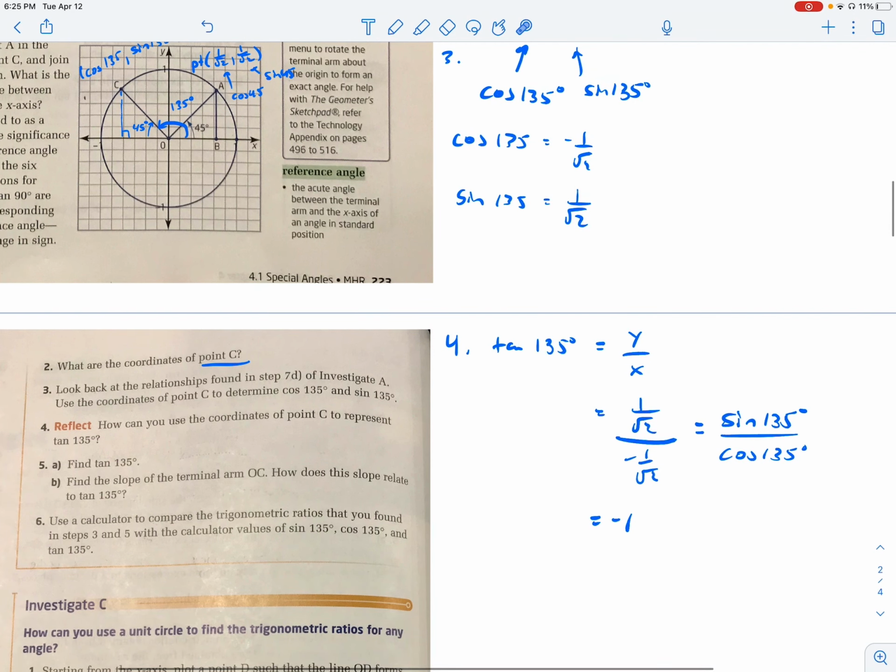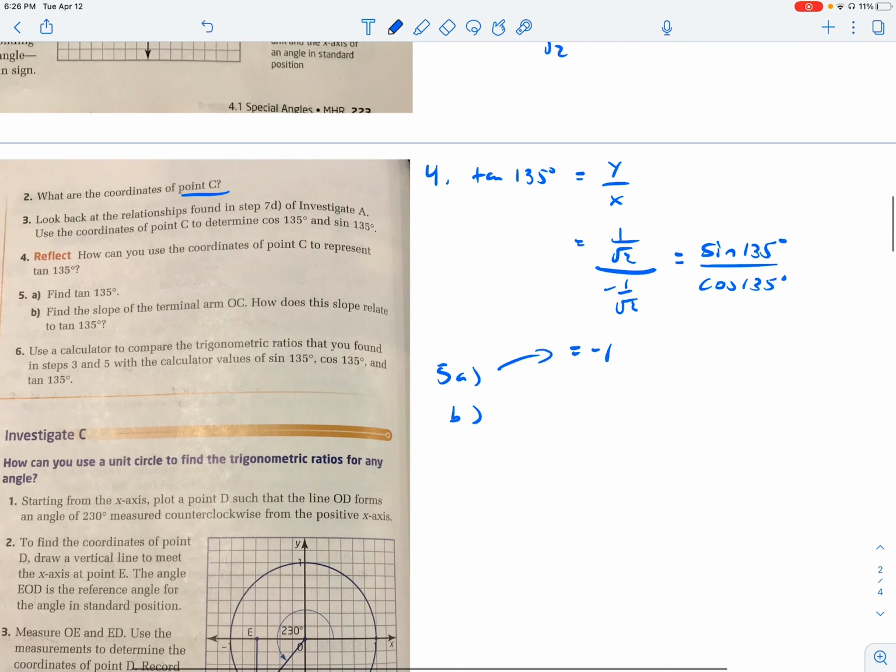All right, so question 5, it says find tan of 135. Well, we actually did that. So question 4 wanted to know how to use the coordinates, and I kind of showed you how to use them here, and then we found the value. It worked out to negative 1. So this is actually 5A. 5B, it says find the slope of the terminal arm OC. How does this relate to the tan of 135?